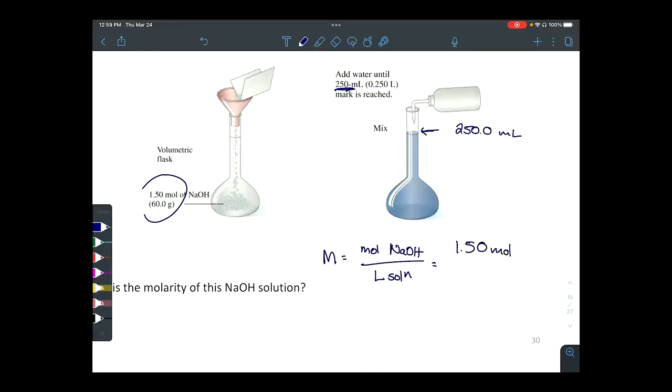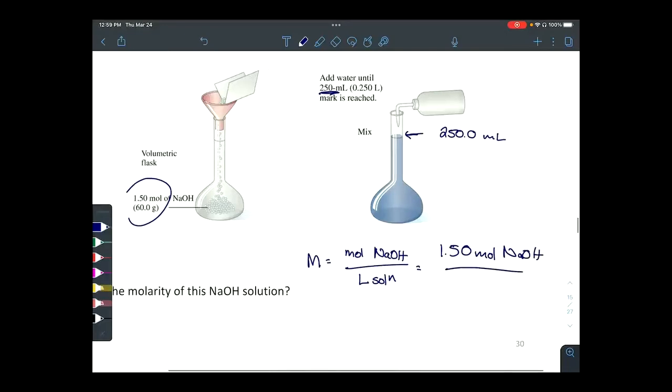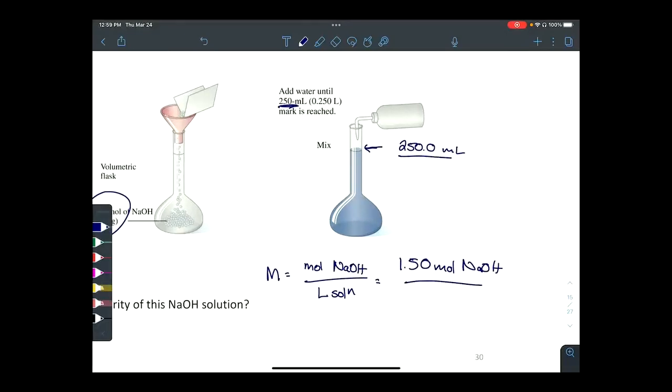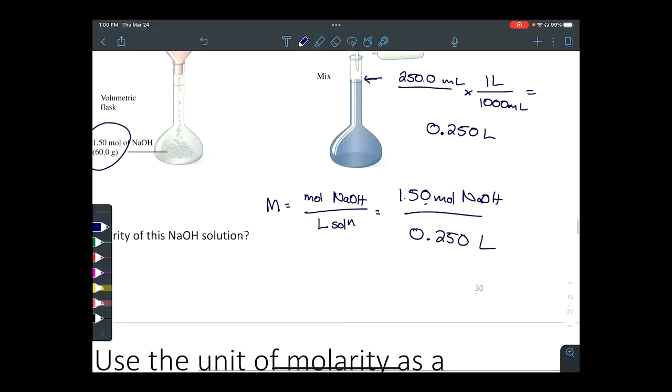1.50 moles of sodium hydroxide, and then the total volume is 250 milliliters, but we need to convert that to liters for this actual calculation. So I'm going to divide by 1,000, 1 liter. So this is 0.250 liters. That will be my denominator, the volume in this calculation. So 0.250 liters. All right, so looks like we're rounding to 3 sig figs here. And so my answer will be 6.00 molarity NaOH.